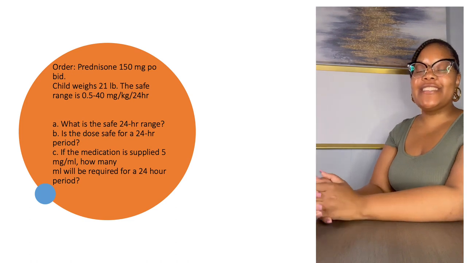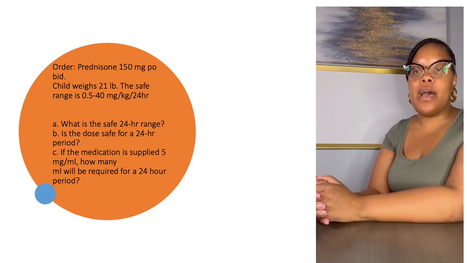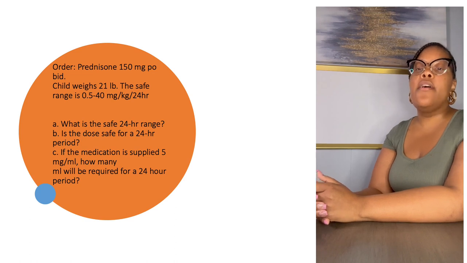All right, you guys, here's the second one. It says the order is for prednisone 150 milligrams by mouth 2 times a day. The child weighs 21 pounds. The safe range is 0.5 to 40 milligrams per kg per 24 hours. What is the safe dose range? Is the dose safe for the 24-hour period? If it is safe, the medication is supplied in 5 mgs per ml. How many mLs will be required for the 24 hours?